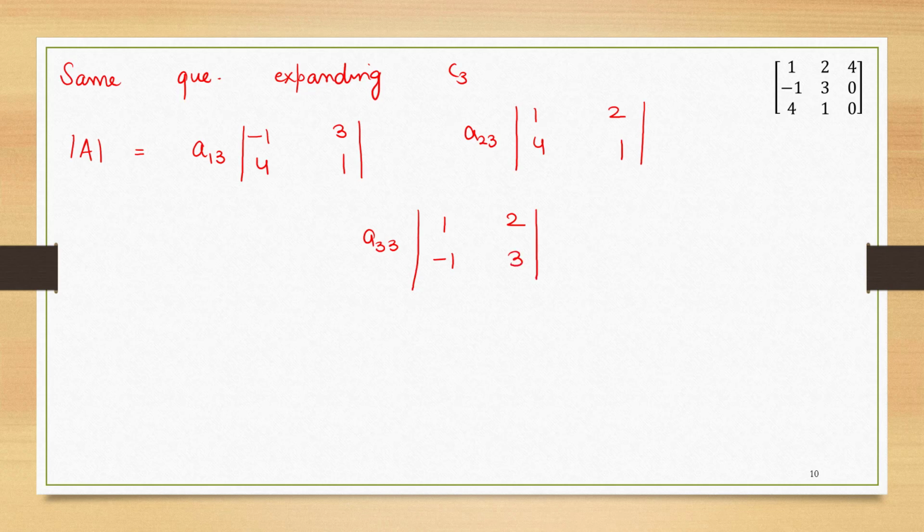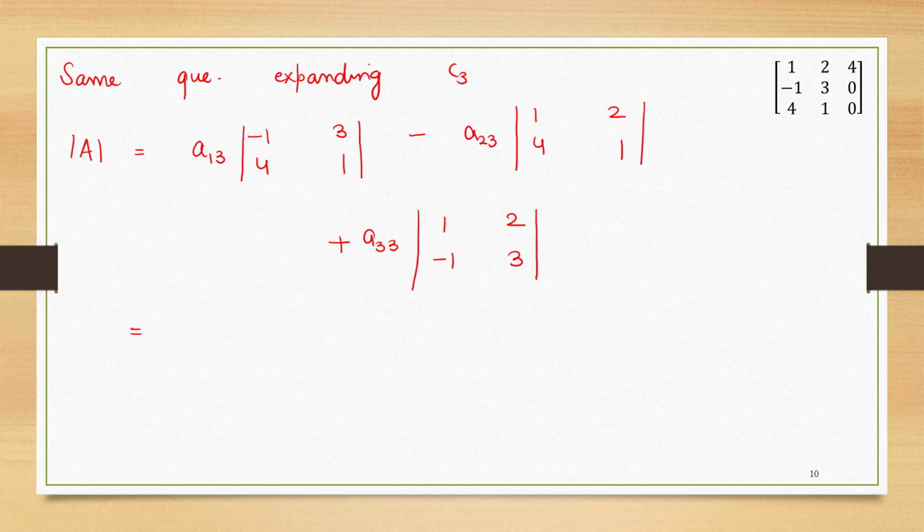How to put the signs? Now we have known that 1 plus 3 is 4, 4 is even, so plus sign. 2 plus 3 is 5, 5 is odd, so minus sign. 3 plus 3 is 6, 6 is even, so plus sign. Now observe that this A23 and A33 is 0. So whatever value we get for this determinant, 0 into that value is going to be 0.